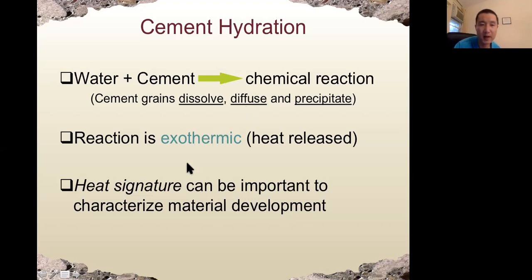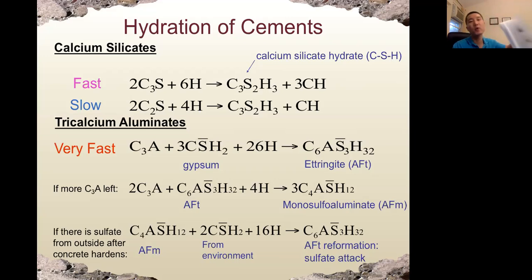Again, the reaction is exothermic, which means a lot of heat will be released. The heat signature can be important to characterize the material development. Let's look at the chemical reaction for each of these four major compounds: C3S, C2S, C3A, and C4AF. So let's look at C3S and C2S first.